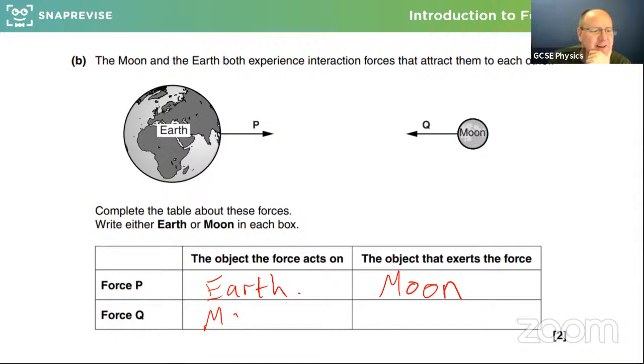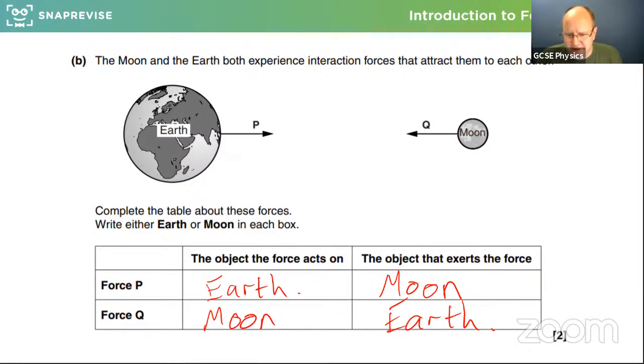Thank you, Dana. I capitalized the moon. It sounds pedantic, but you have to remember to do that. If it's the Earth's moon, then always put a capital letter on it. If it's the moon of another planet, a little m. And then the second answer here, the object that exerts the force. So the object acts on the moon, and the object that's exerting it is, of course, the Earth. So we've got the Earth pulling the moon towards it, and the moon pulling the Earth towards itself.